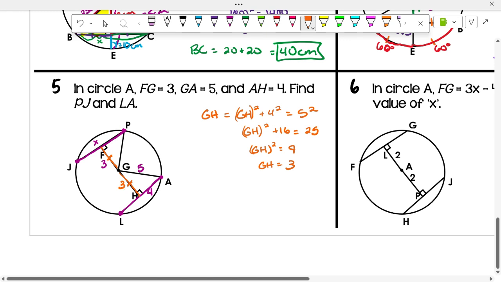So what does that say about those two chords, PJ and LA? They're equal. So these two chords are equal. Now, if you also look, what happens right here? So if you notice, these are all radii. So if I draw this one, this will be 5. So this is 3, this is 5. What does this one have to be? 4. So what's the length of LA? 8. That's the same thing as PJ. So PJ is equal to LA, which is 8.